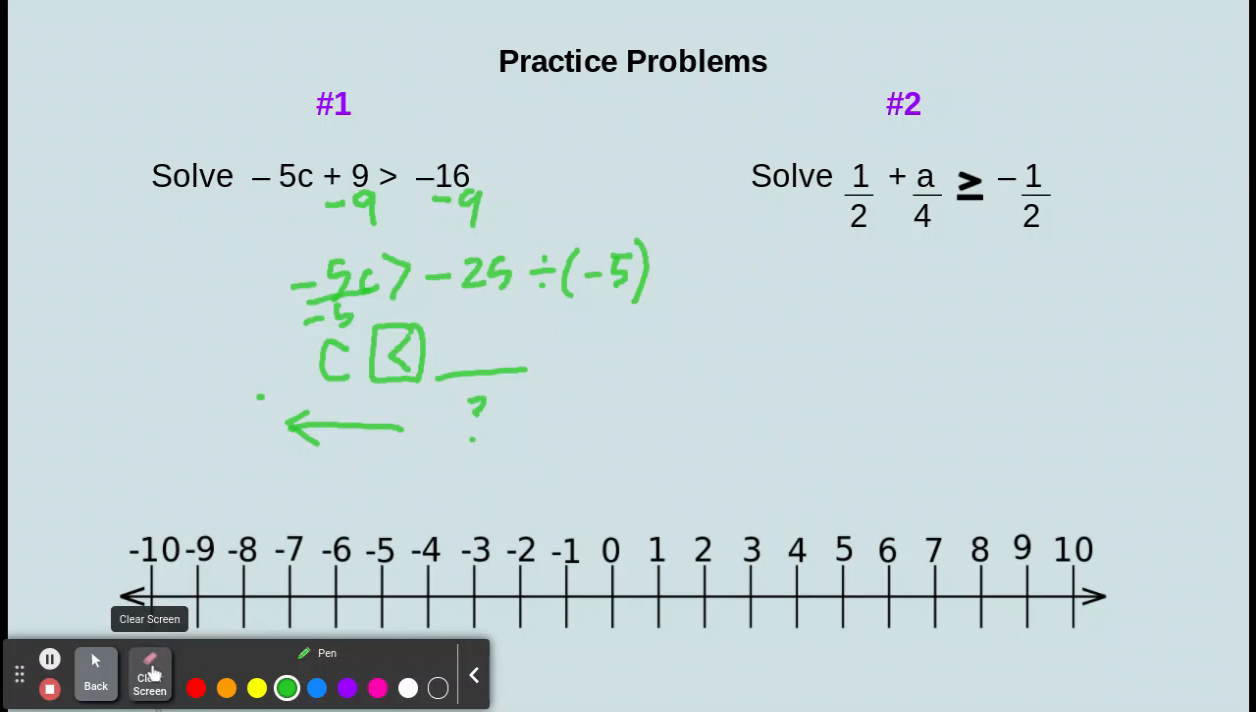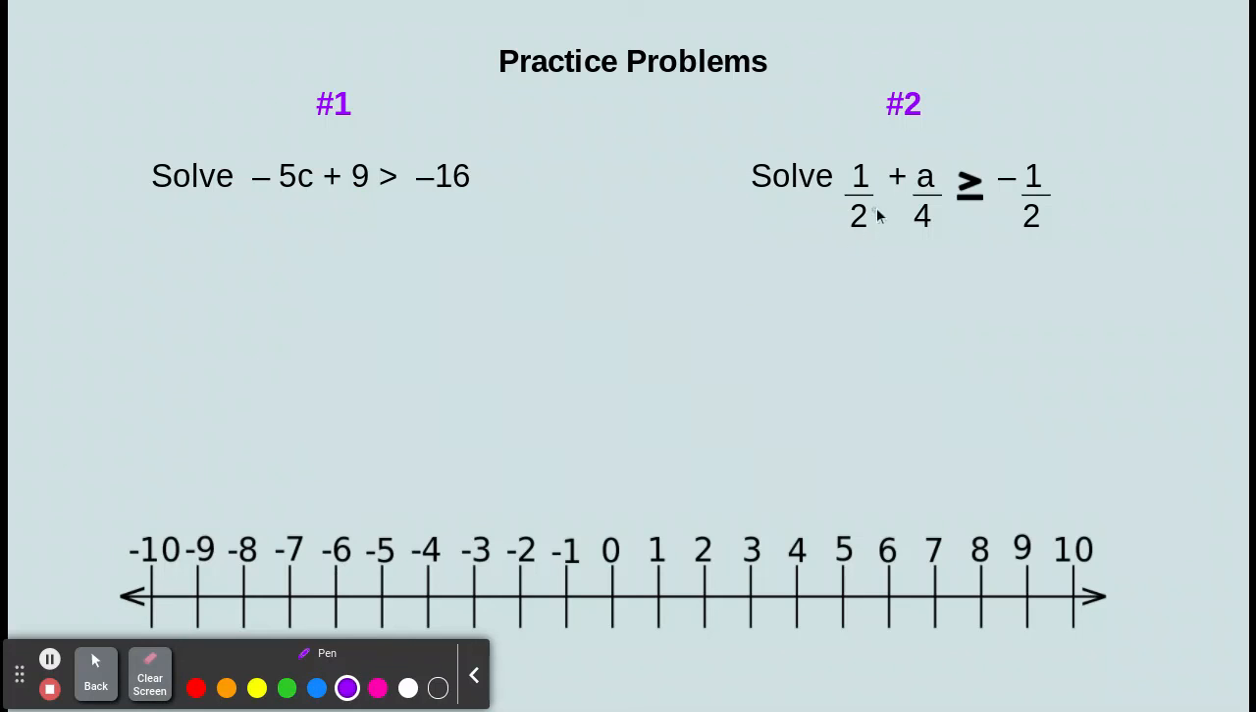Okay, this other one. 1/2 plus a divided by 4 is greater than or equal to negative 1/2. Okay, well, here's our constant. Let's subtract it so that we can start to isolate the variable. So 1/2 minus 1/2 is 0. So we're just left with a divided by 4 is greater than or equal to, what's negative 1/2 minus 1/2? It's negative 1, right?